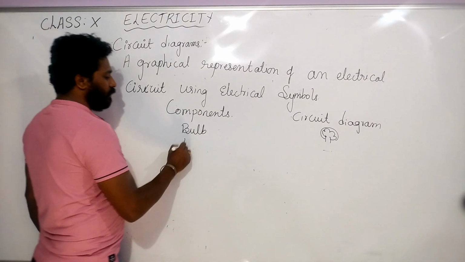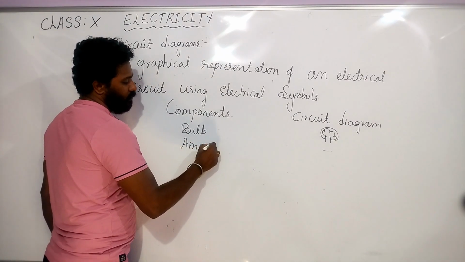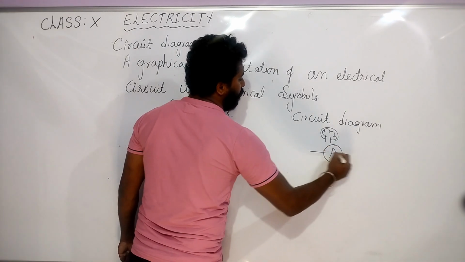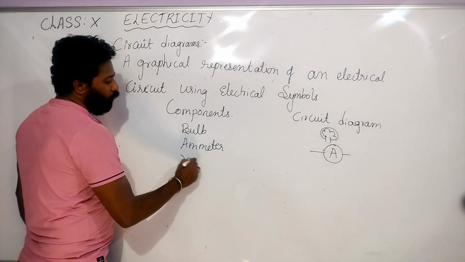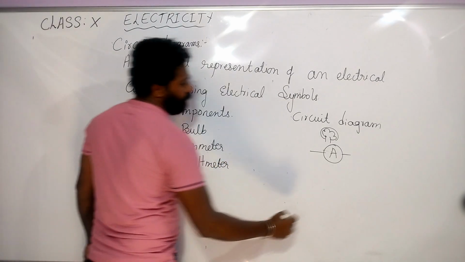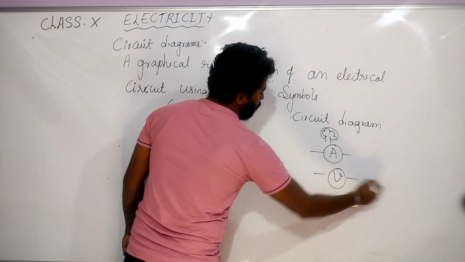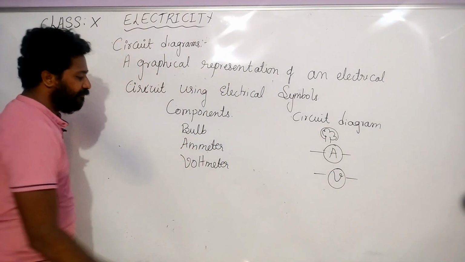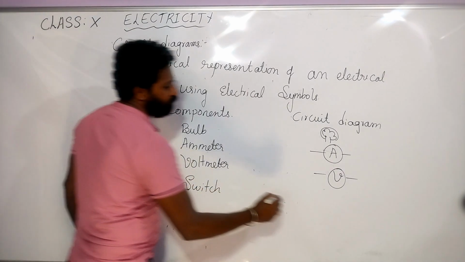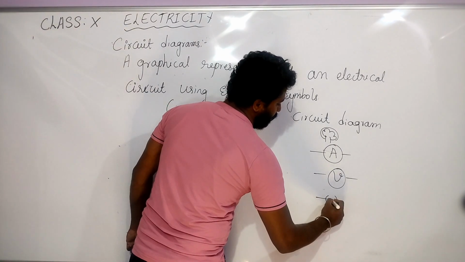Ammeter. Ammeter means A. We will represent it like this. And voltmeter. We will represent the voltmeter like this. And if you want a switch, the switch is represented like this.